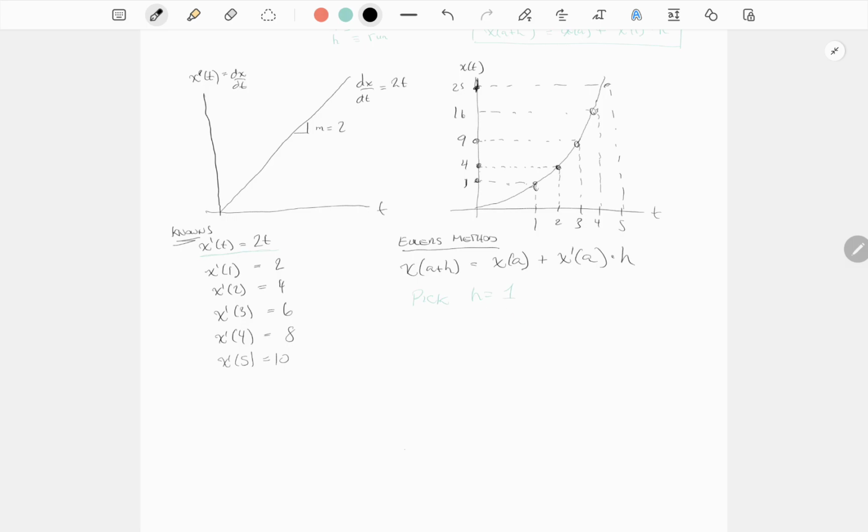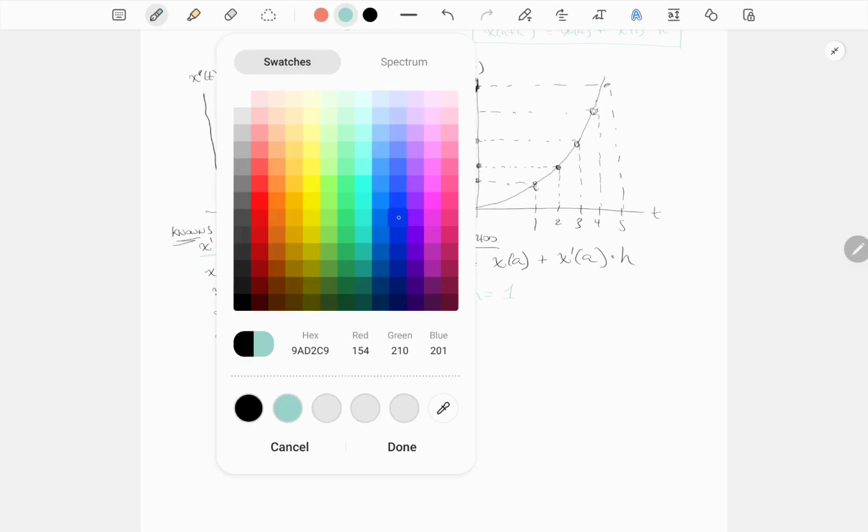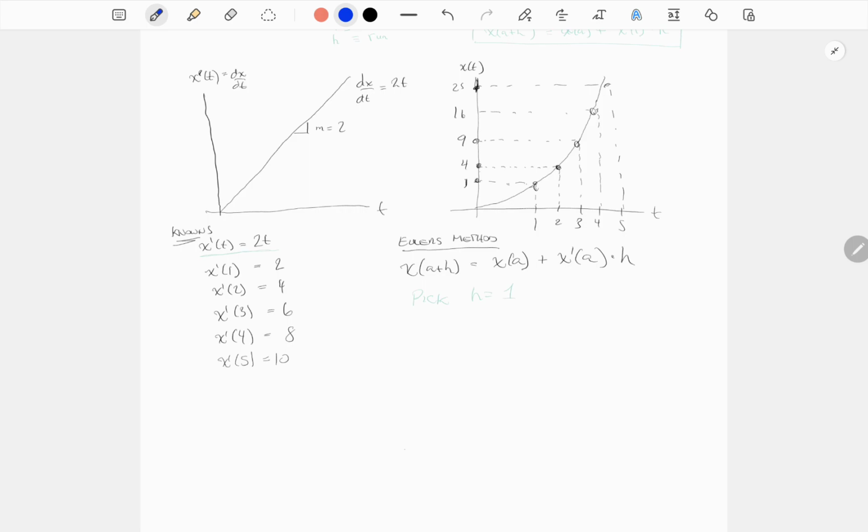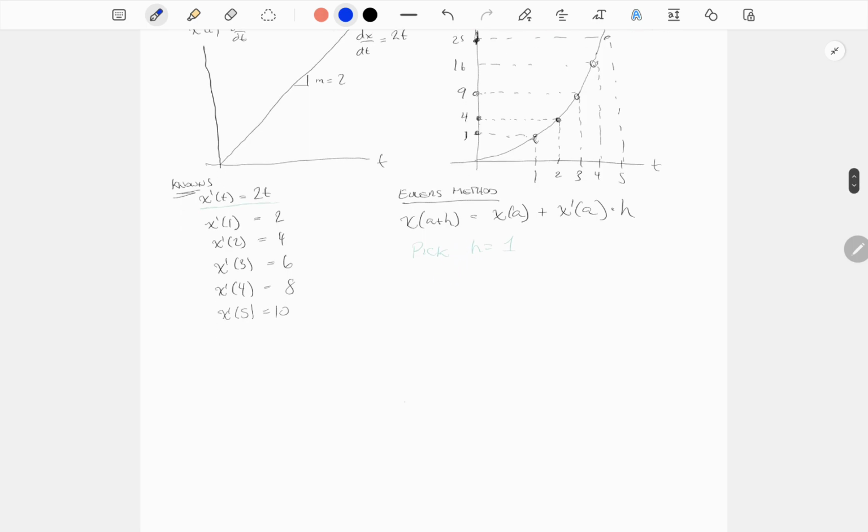I think this color is a little too light for my liking. Let me change that. Let's go with blue for now. Okay, there we go.